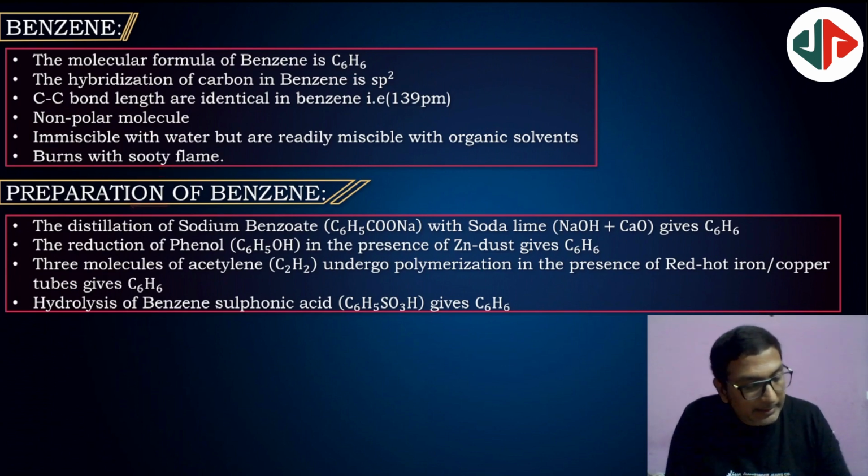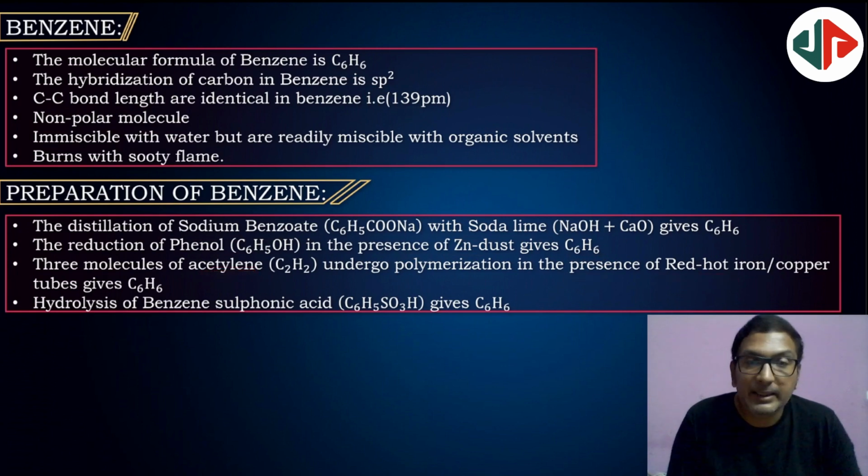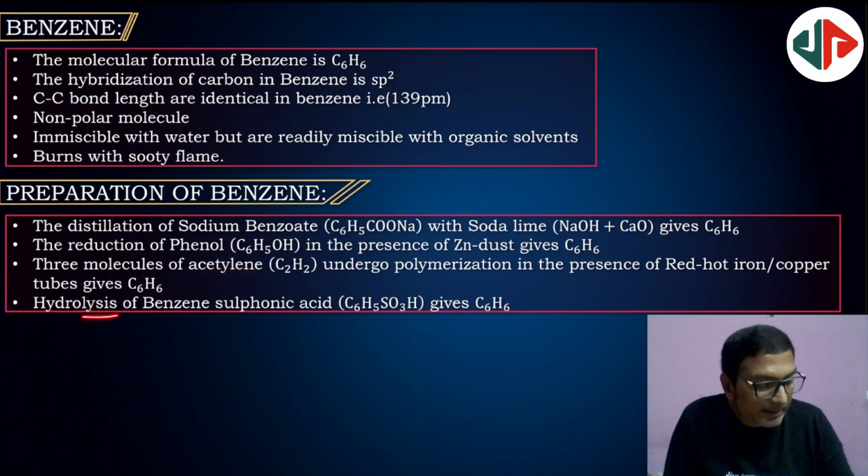Next, preparations. Distillation of sodium benzoate with soda lime, that means decarboxylation of sodium benzoate, gives benzene. Reduction of phenol with zinc gives benzene. 3 moles of acetylene in the presence of red hot iron or copper tube will give benzene. Hydrolysis of benzene sulfonic acid will give benzene.